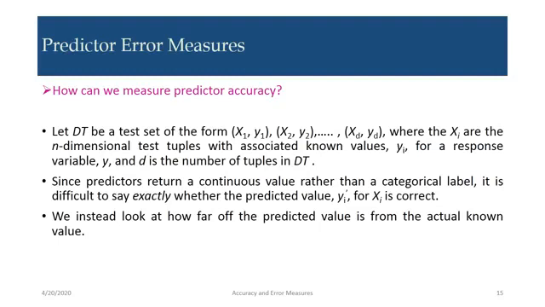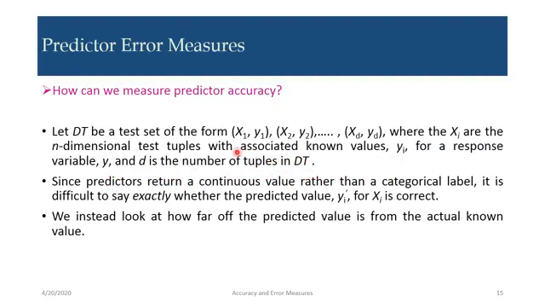Now we will discuss predictor error measures. So what is predictor error measures? How can we measure the predictor accuracy? Now as you know, prediction predicts a continuous valued function. Let DT be a test set, (x1, y1), (x2, y2) up to (xd, yd). D is the number of tuples in the data set, where the xi are the n-dimensional test tuples with associated known value of y for a response variable y, and d is the number of tuples in DT.